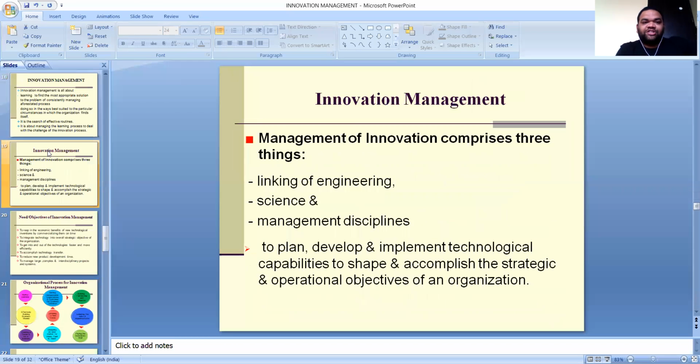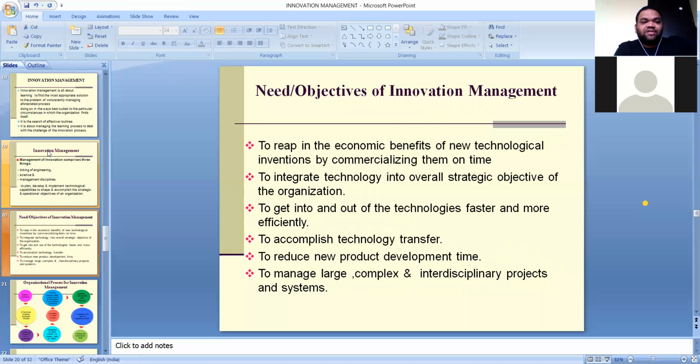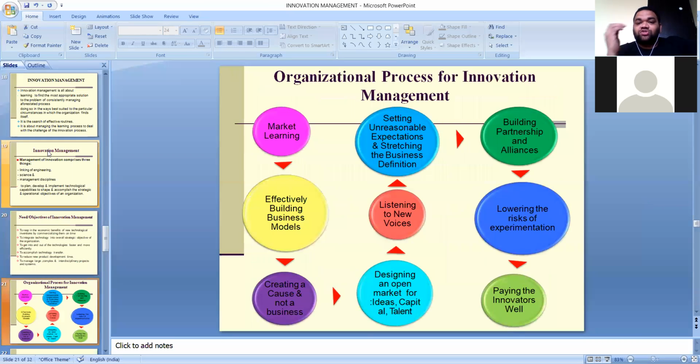Next, what is innovation management? It comprises three things: engineering, science, and management disciplines. Next is the needs and objectives of innovation management, and we stopped here in the last class, that is, the organizational process for innovation management. We just went through all these nine terms. Today, let us go through the organizational process for innovation management one by one. What are the nine steps involved?